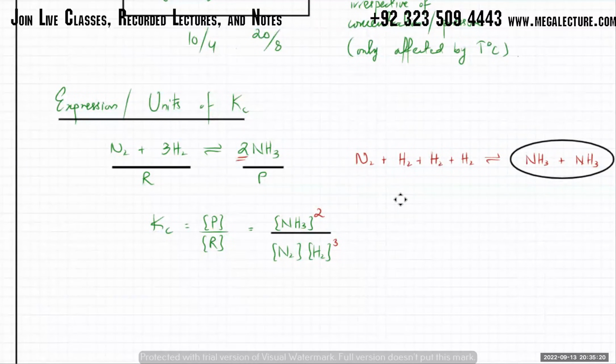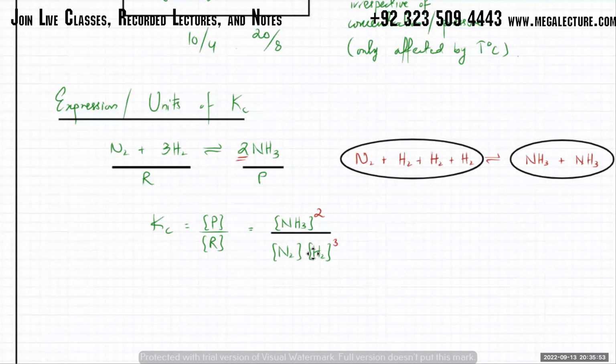And my reactants, which are my reactants? I've got 4 reactants actually. I've got N2, I've got H2, another H2, another H2. So if I do product concentration over reactant concentration, it's going to be H2 concentration multiplied by H2 concentration multiplied by H2 concentration, and that will become cubed. So the idea is clear: the coefficient becomes the power. Product concentration divided by reactant concentration. Is this clear? Yes, sir.